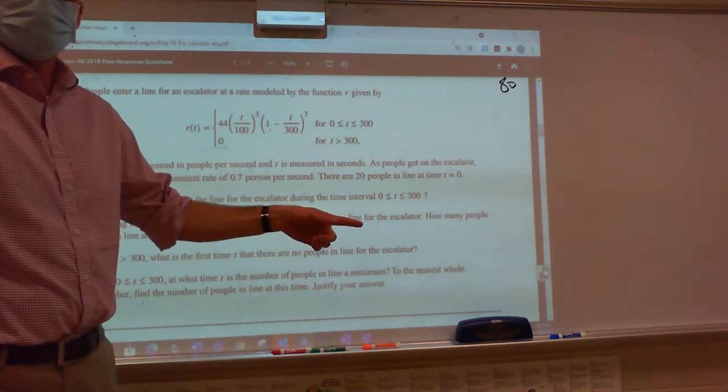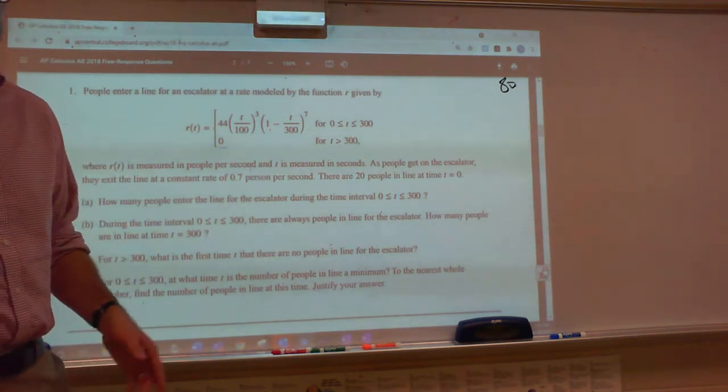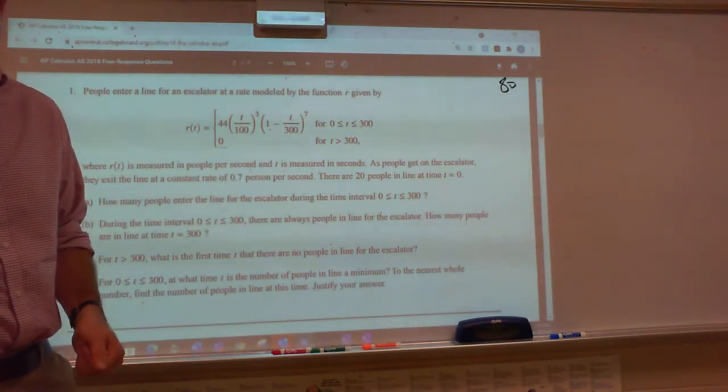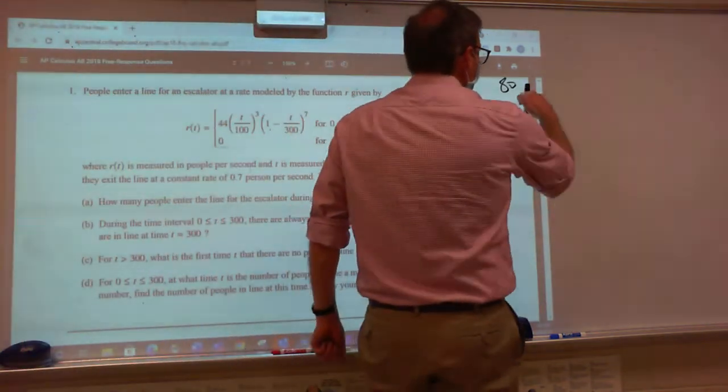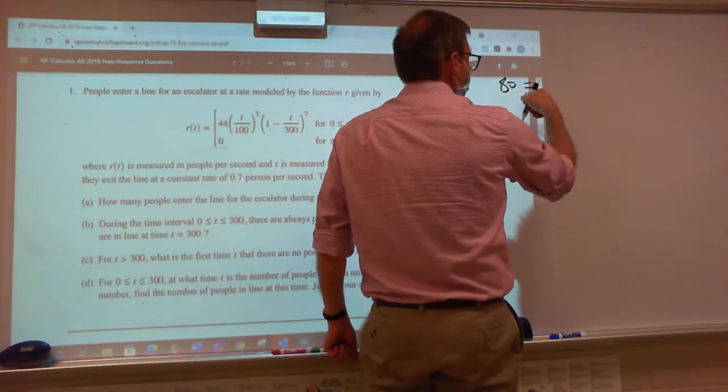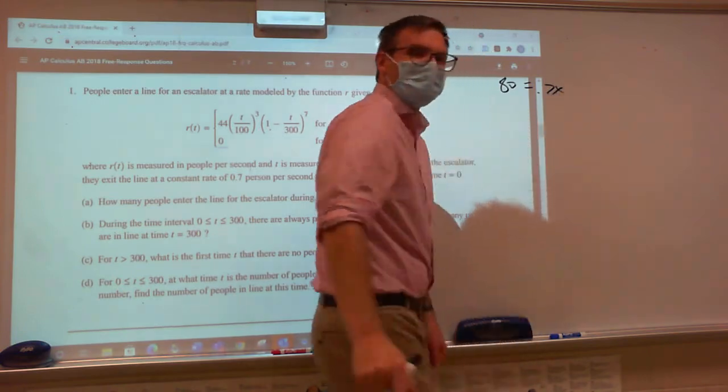Now, what happens? How do you find out if people are still leaving? What rate are they leaving? 0.7, so 0.7x minus 8 equals 0. So I want to find out where 80 equals 0.7x, right?